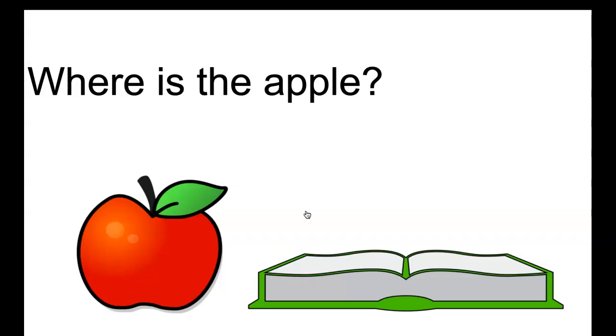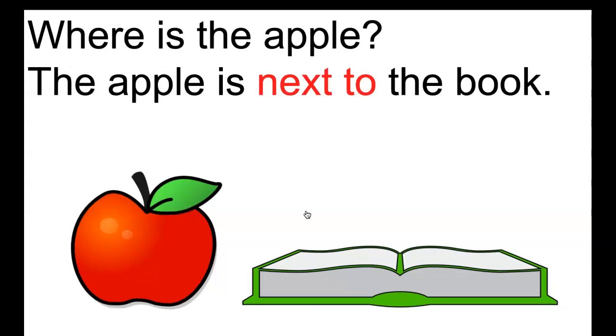Now, let's talk about next to. Notice this is two words, the word next and the word to. Where is the apple? The apple is next to the book.